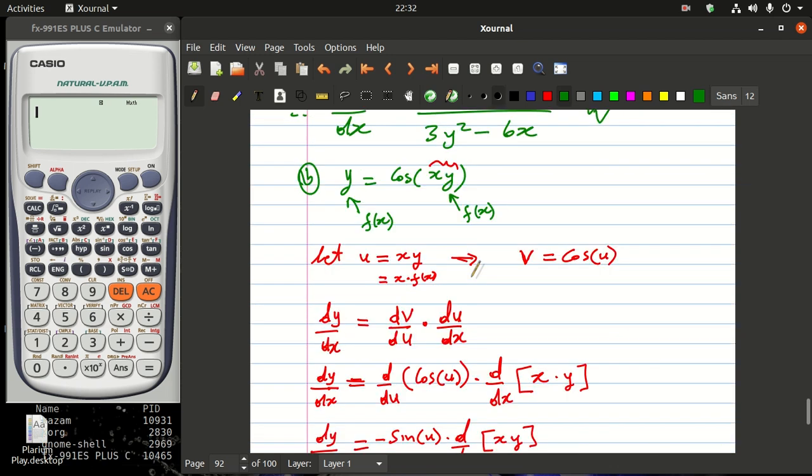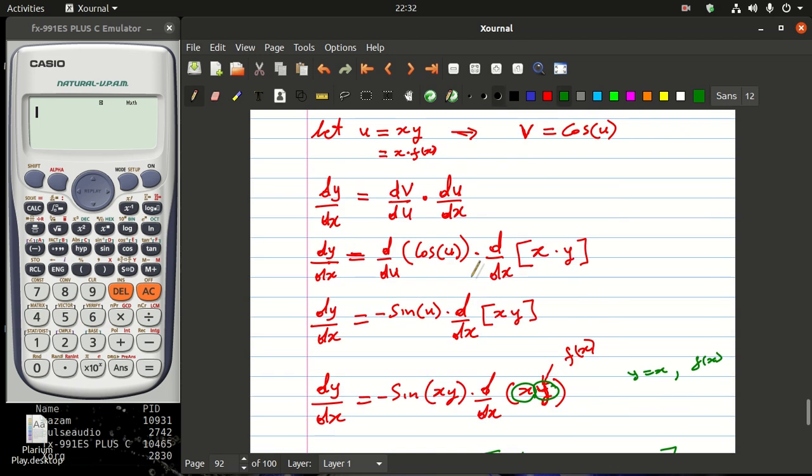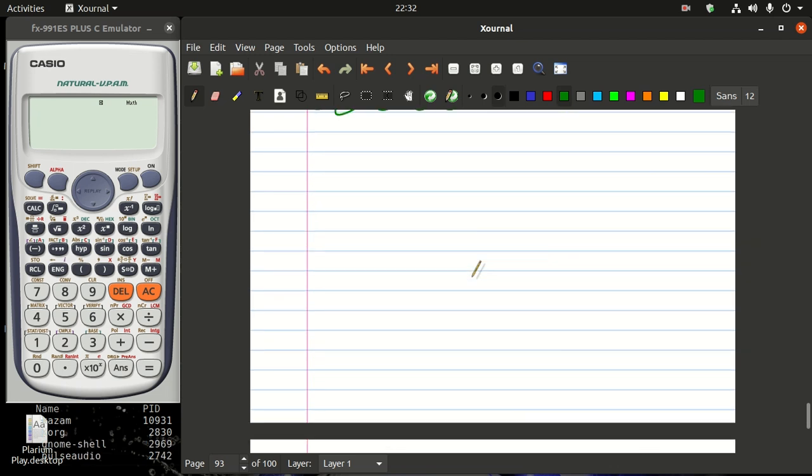Just a quick recap here. We actually had y is equal to cosine of xy. So in order for us to find dy dx, we just take the derivative on both sides with respect to x. So we take the derivative of this, so we end up having dy dx, and on the right hand side we also take the derivative with respect to x of cosine of xy. That's just a quick recap.